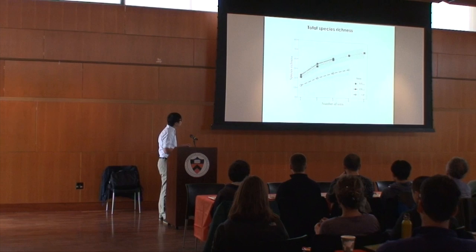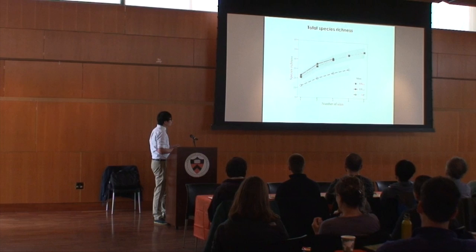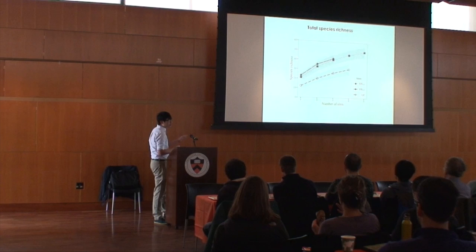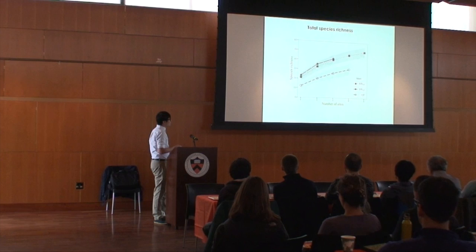So next, I found that for total species richness, if I total up the number of species accumulated across the different sites, we find that there are more species in community forest and riparian reserves, and they are almost the same, and they are both higher than in oil palm.